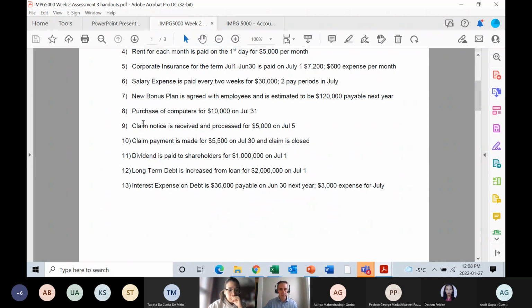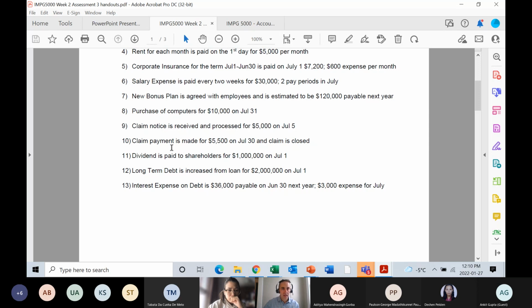Let's read numbers 9 and 10 here. A claim notice is received and processed for $5,000. This means a claim happened somewhere. The claimant, either through the broker or directly to the insurance company, advises the insurance company that there's a claim. The claim adjuster receives this notice, confirms that it's a valid claim, and we process the claim liability for $5,000. It doesn't say we're making a payment, we're just setting up that first claim reserve. We're going to set up our claim expense and create a claim liability, something that the insurance company will be paying out in the future.